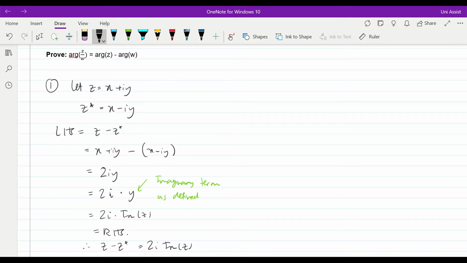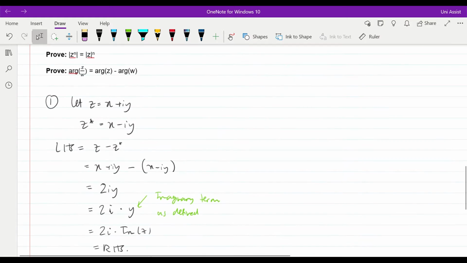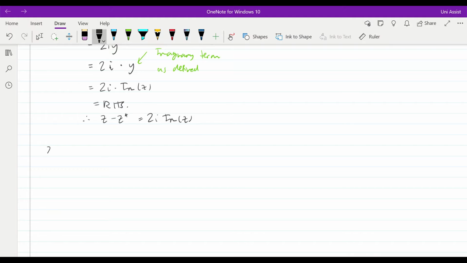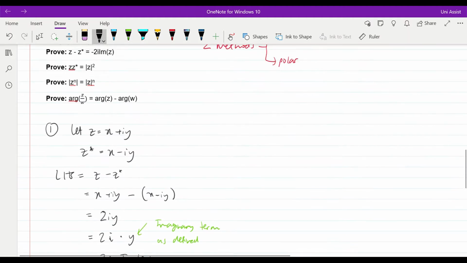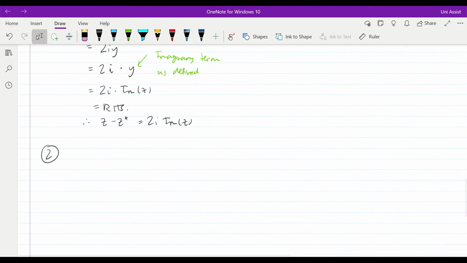Okay, on to the next proof. We have to prove that z times z conjugate is equal to modulus of z squared. For this one, I think I'll also go with a Cartesian approach, purely because the algebra doesn't look too complicated. So once again, we define z as x plus iy, and naturally z conjugate is x minus iy. Here we do z times z conjugate equals (x plus iy)(x minus iy), and we get x squared plus y squared.